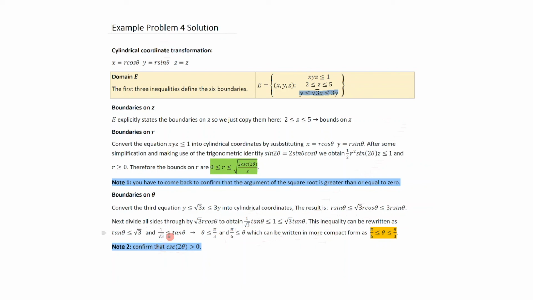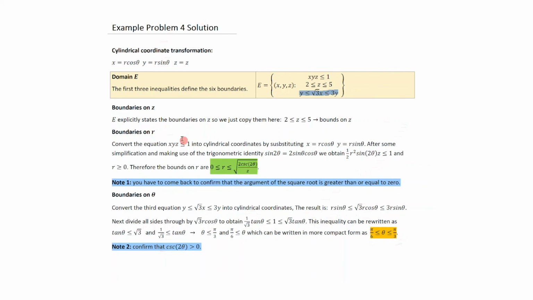But this can be transformed into a function of theta. Just take tan inverse on both sides, and you end up with theta less than or equal to pi over 3, and pi over 6 less than or equal to theta. You can put these together in a compact statement and say that pi over 6 is less than or equal to theta, which is less than or equal to pi over 3. So now you have the bounds on theta.